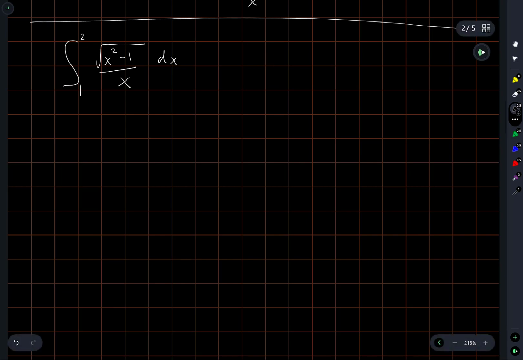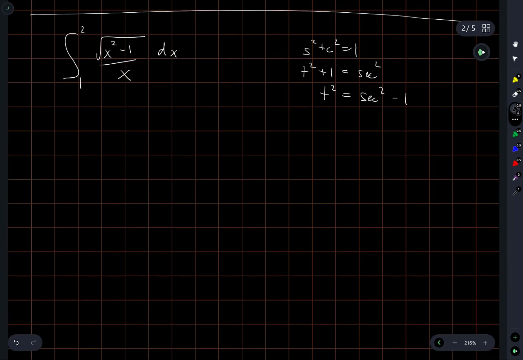What is the sine squared plus cos squared equals 1? Tan squared plus 1 is equal to secant squared. So tan squared is equal to secant squared minus 1. So I want x to be equal to secant u, then dx is equal to secant u tan u du.